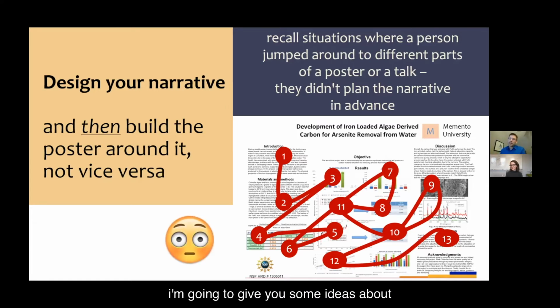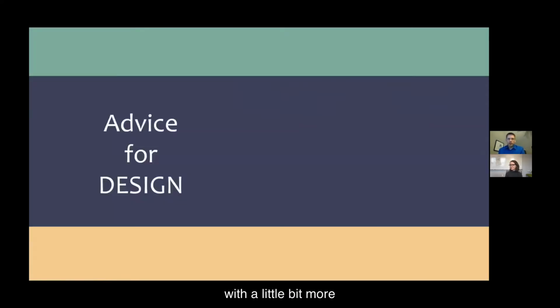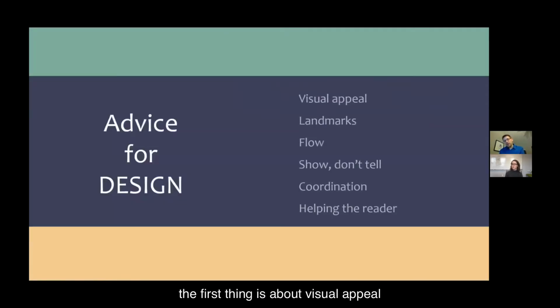So I'm going to give you some ideas about how you might design your poster so that it flows with a little bit more clarity. The first thing is about visual appeal and setting landmarks for where you're going to hit. These will create flow. And then some smaller tactics like showing rather than telling, okay? Coordinating different components of your poster like color schemes, and then little tips for helping the reader along. So we're going to start broad and then get into some details.